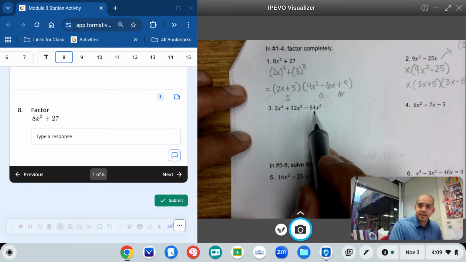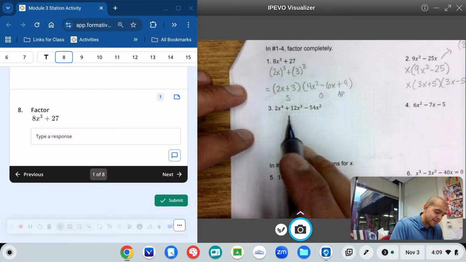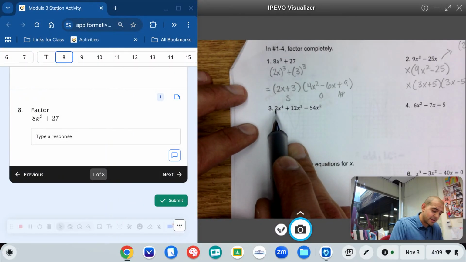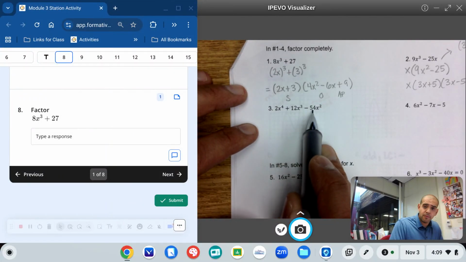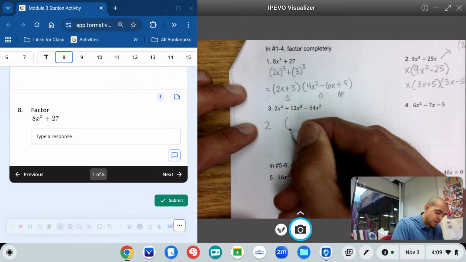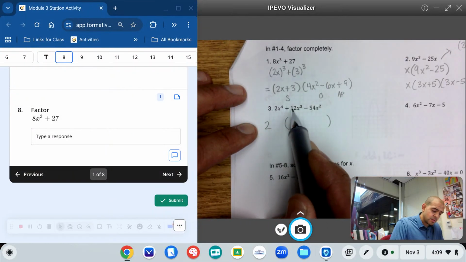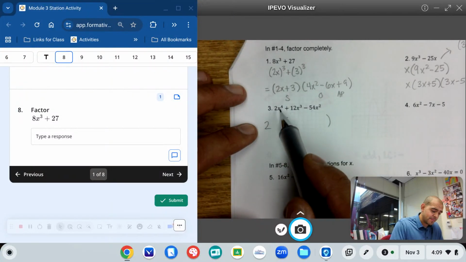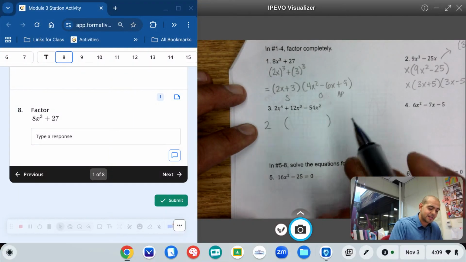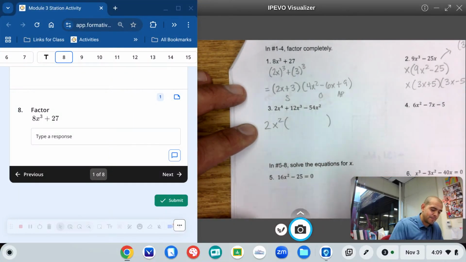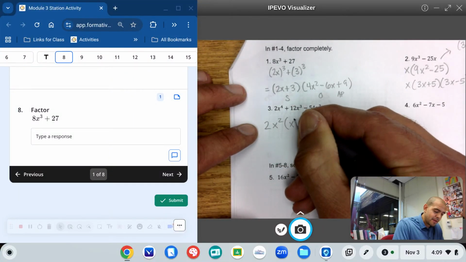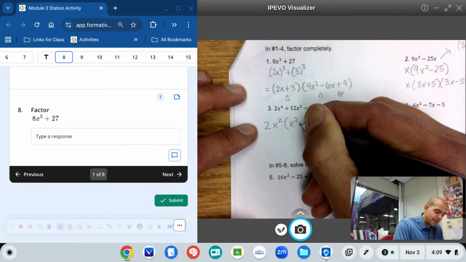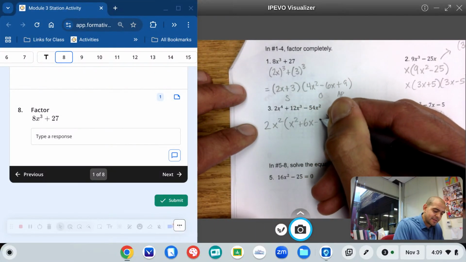You're going to look for the greatest common factor. Let's look at the numbers first: 2, 12, 54. So 2 goes into 2, 12, and 54. That's the greatest common factor for the coefficients. Now the variables. What variable with the highest degree can go into x to the fourth, x to the third, and x to the second? It's x to the second. So here you're left with x squared plus 6x minus 27.